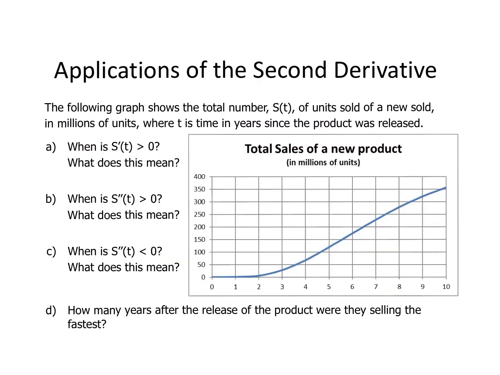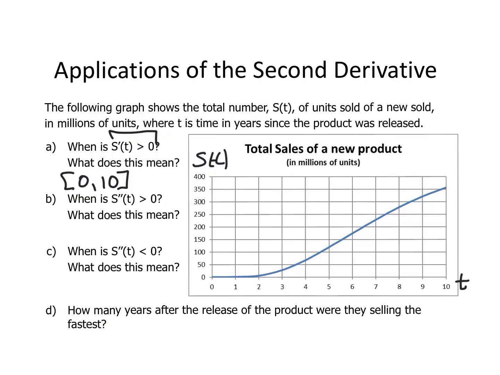Let's look at one example of how the second derivative can inform what's going on with a more real-life application. The following shows the total sales of a new product in millions of units, and we can see that our sales are rising over the years, and T is time in years since the product was released. So this is T, and this is our S of T. First, we're asking, when is S prime of T greater than 0? Another way to say that is, when is S of T increasing? And it looks like the whole time it's increasing. So we're going to say 0 to 10.